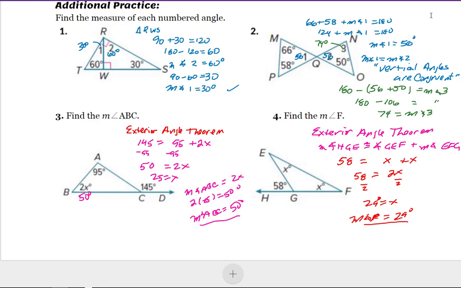And I think that's all for this side then. So this was the part 2 of the 5-1 notes.